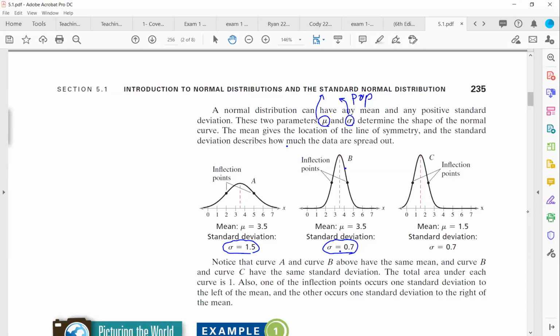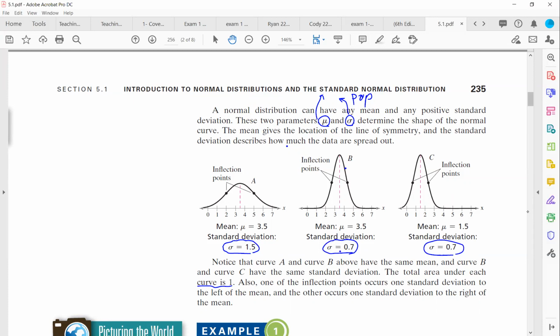And here, mean is 1.5. Even though these two graphs are the same, the mean on the horizontal axis is 1.5 with the same standard deviation, 0.7. Notice that the curve A and curve B above have the same mean, and curve B and curve C have the same standard deviation. The total area under each of these curves is equal to 1.